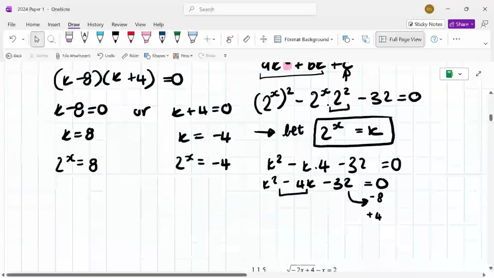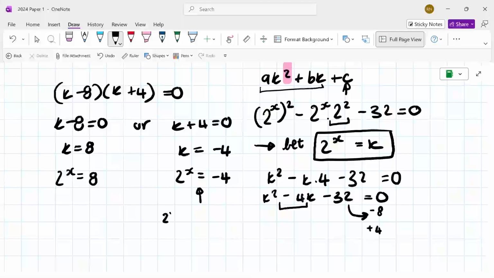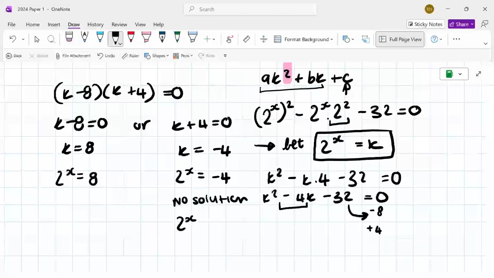Now, with this second one, there is no exponent I could ever have that could make something negative, right? Even a negative exponent. If this is 2 to the minus 3, that will just give me 1 over 2 to the 3, right? Because it's a negative exponent, I can bring it down. But it'll never give me a negative number. I can never put something to the power of something and get a negative number. And so this second option is going to be no solution. It's not going to be able to work. You can say no solution, or 2 to the x cannot equal minus 4, right?